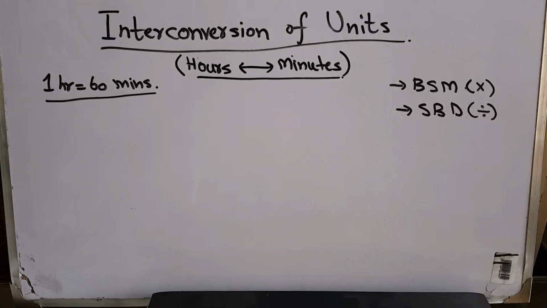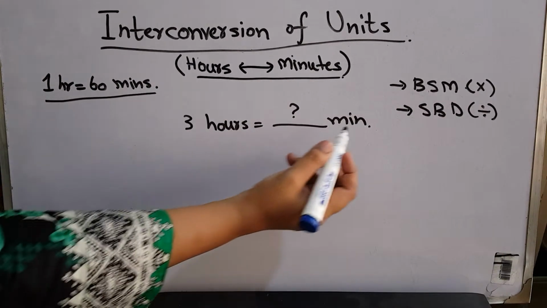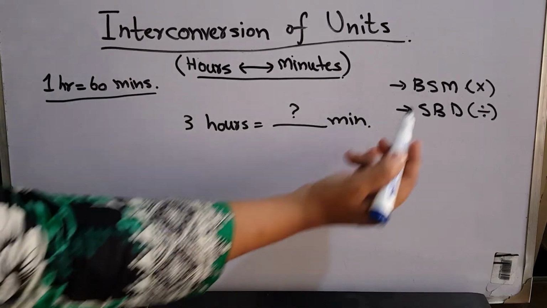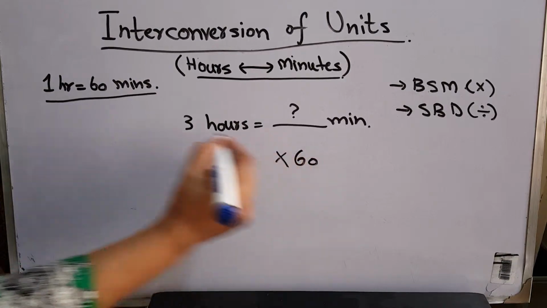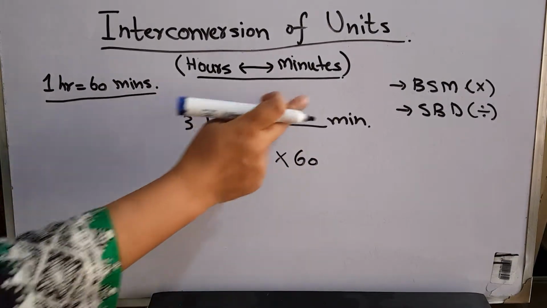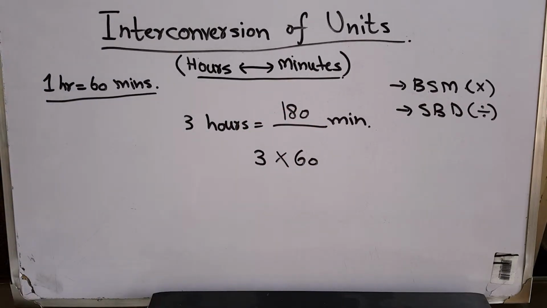So let's take our first example. We are learning how many minutes are there in 3 hours. Hours is a bigger unit as compared to minutes. We are going from bigger to smaller, so we will be multiplying the relation which is 60, the given number which is 3, and 3 times 60 makes it 180. So there are 180 minutes in 3 hours.